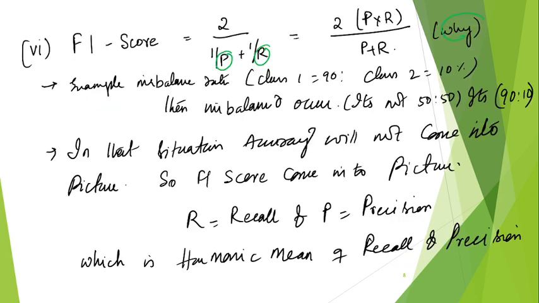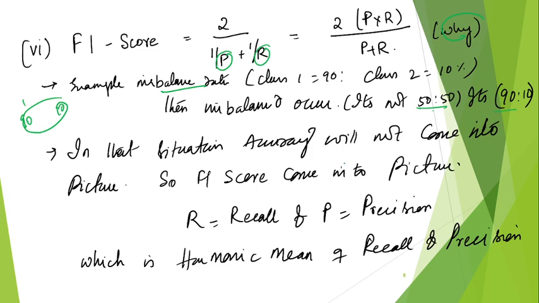For example, there is an imbalanced data set. One class has 90%, the other has 10%. One has 90 records, another has 10. That is very imbalanced data. If the split is 50-50 then it is fine, but here we have got 90-10.